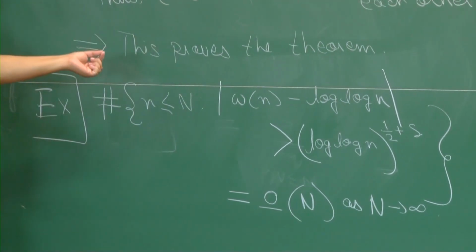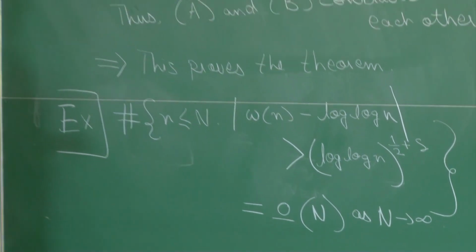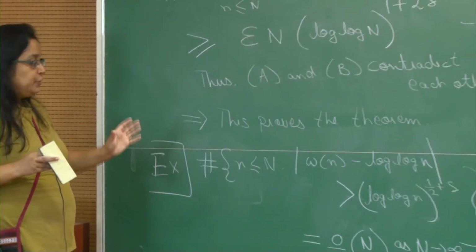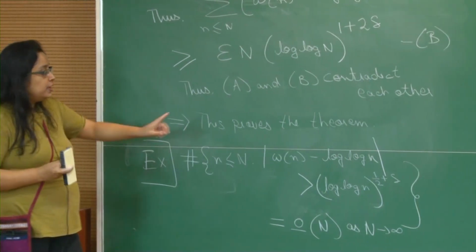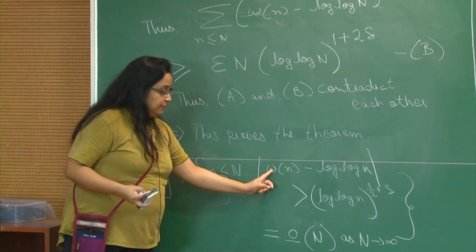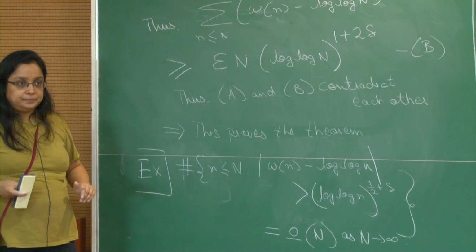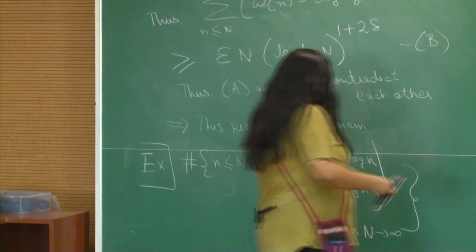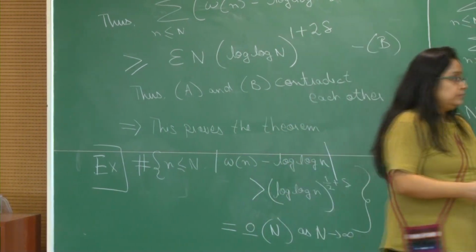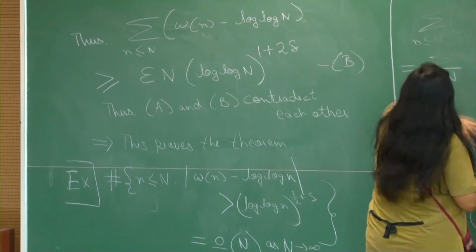So, you can compare omega of little n with its expected value log of n, so to speak, and actually give an upper bound or an estimate for the number of little n's for which the deviation between omega of n and its expected value is very high, and it looks like as you take larger and larger ranges, the number of such integers becomes smaller and smaller.